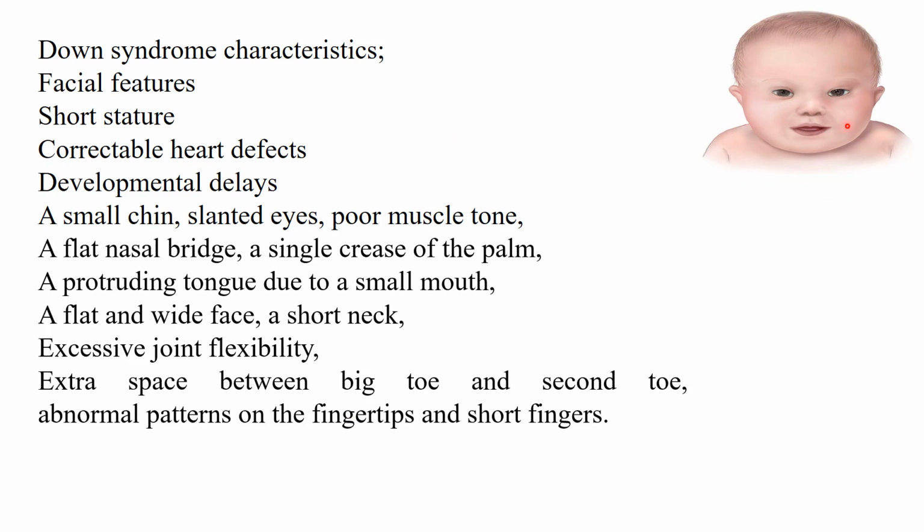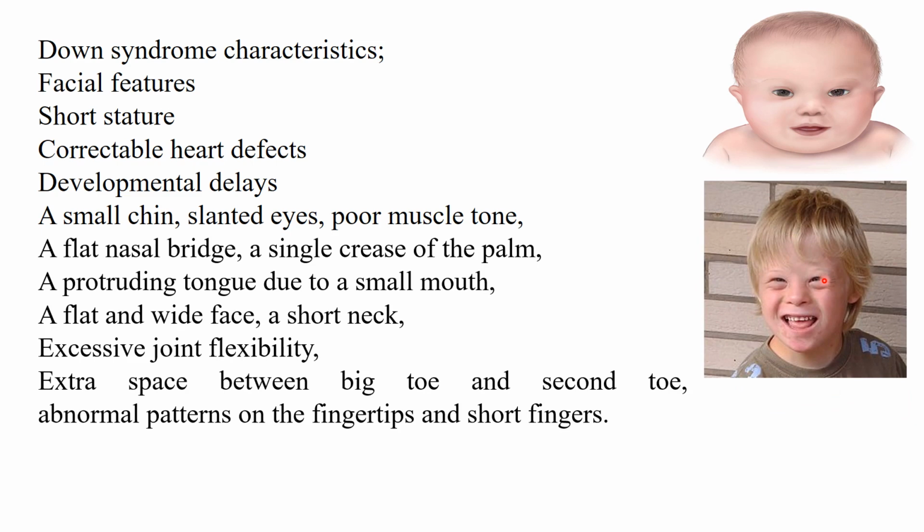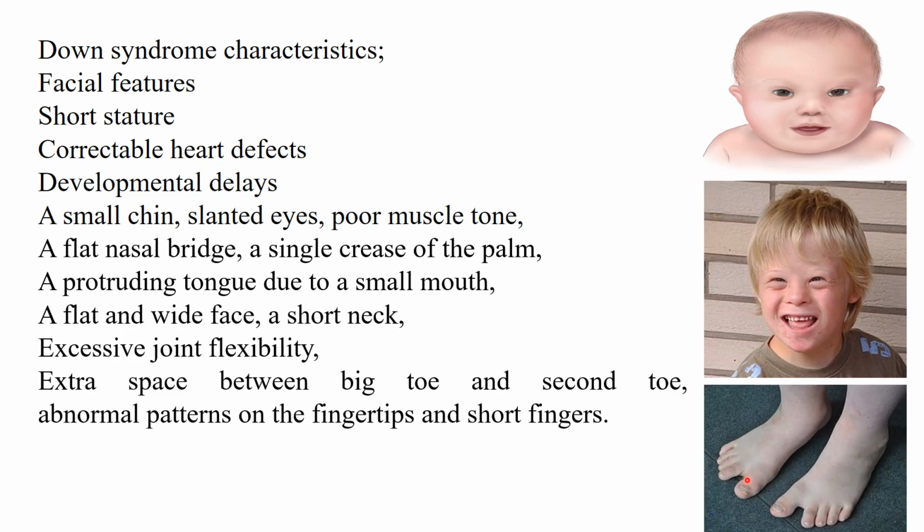Facial features are abnormal, small chin, slanted eyes. These eyes also characterize Down syndrome. Extra space between the toes also characterizes Down syndrome.